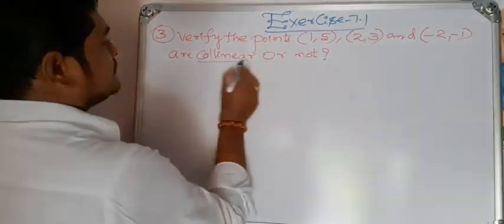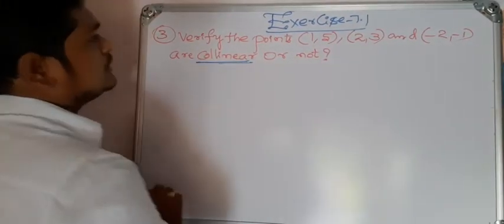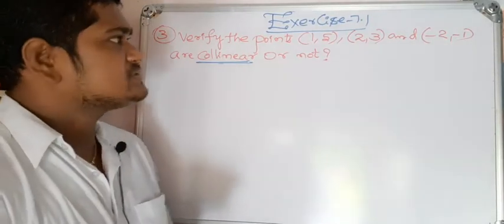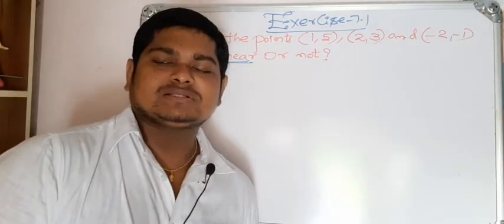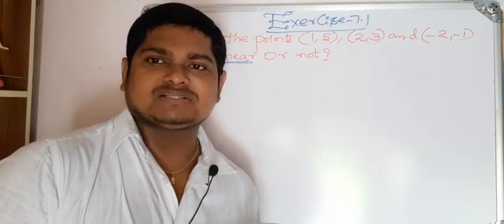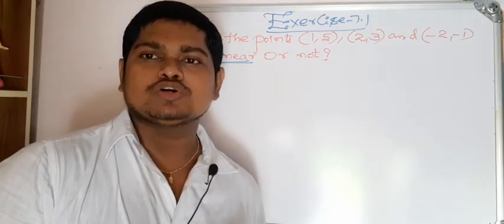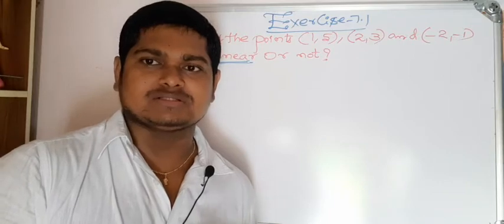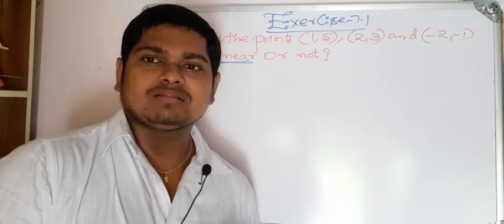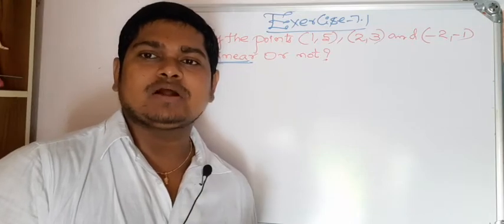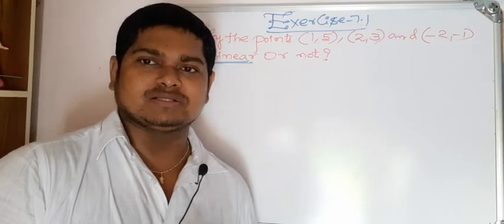See here, collinear. First of all, we have to know about collinear. What is meant by collinear points? Collinear points means three or more points lie on the same line. Those points are called collinear points. Three or more points lie on the same line, then those three points are called collinear points.